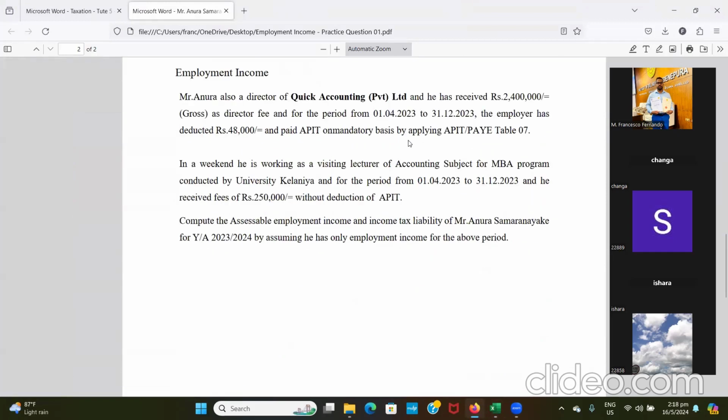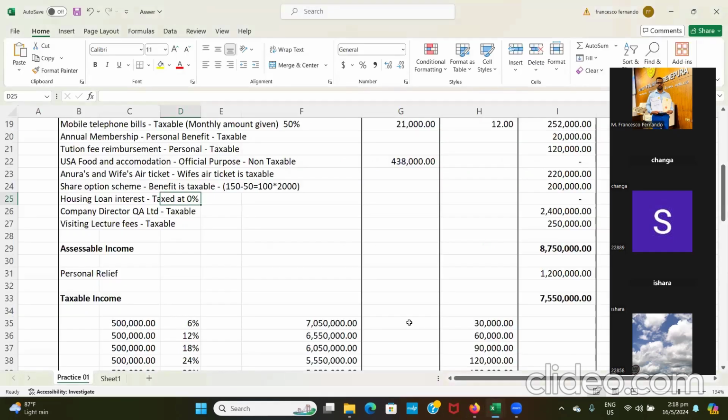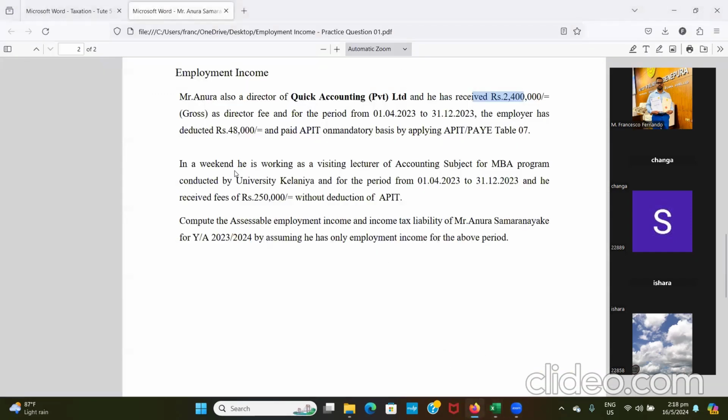Here they say that he received 2400 as a director fee. So the director fee also is a part of his employment income. Being a director is a part of employment income. So that is also taxable, right? And he is a visiting lecturer of this California University.